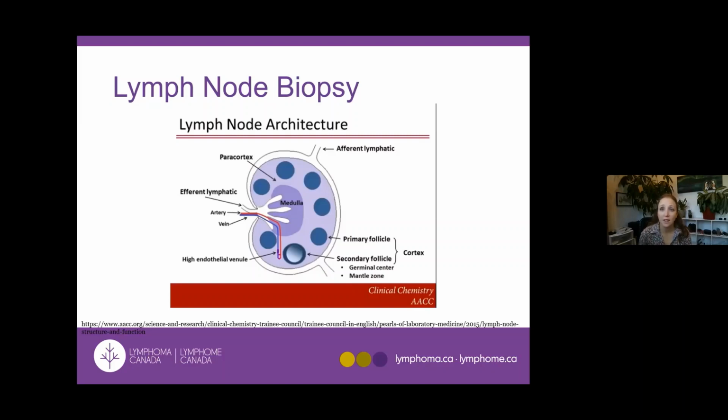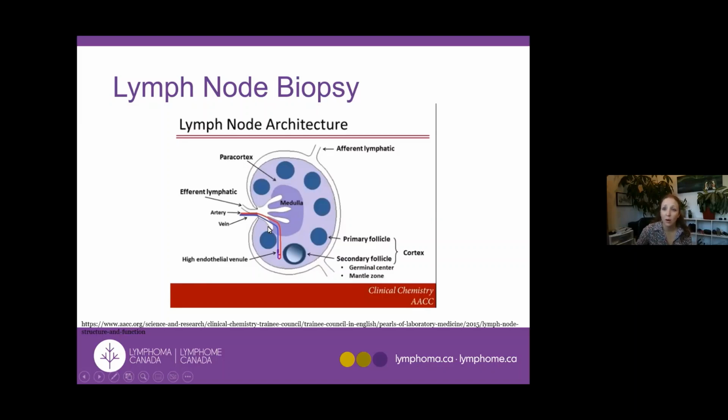So when we're talking about lymph node biopsies, again, there are certain types of cancers where we can just stick a needle in, take a few cells out, for instance, in thyroid or breast cancer, and have a pretty good idea what we're dealing with. But when we're talking about lymph nodes, they're very complicated structures that have specific architecture. So what you can see is that the lymph comes in at the top. So that's that afferent lymphatic. And then it's going all through the lymph nodes.